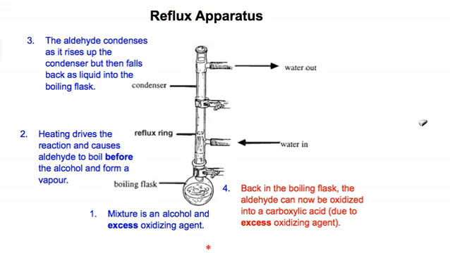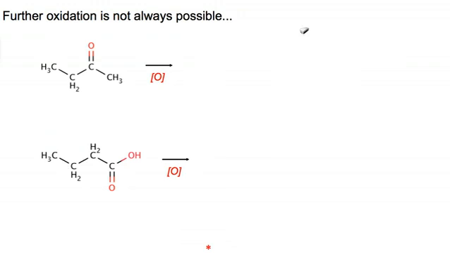And the aldehyde keeps boiling off, recondensing, and it gets oxidized. So eventually, the hope is you have pretty much mostly carboxylic acid. So reflux allows you to maximize the yield of a carboxylic acid.